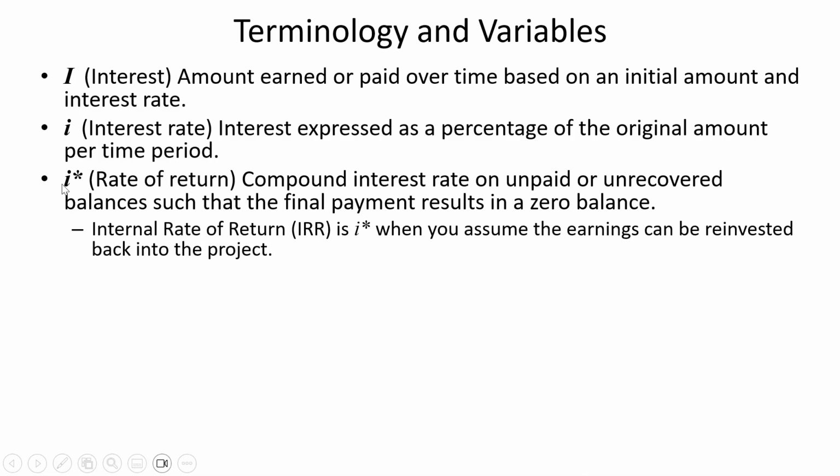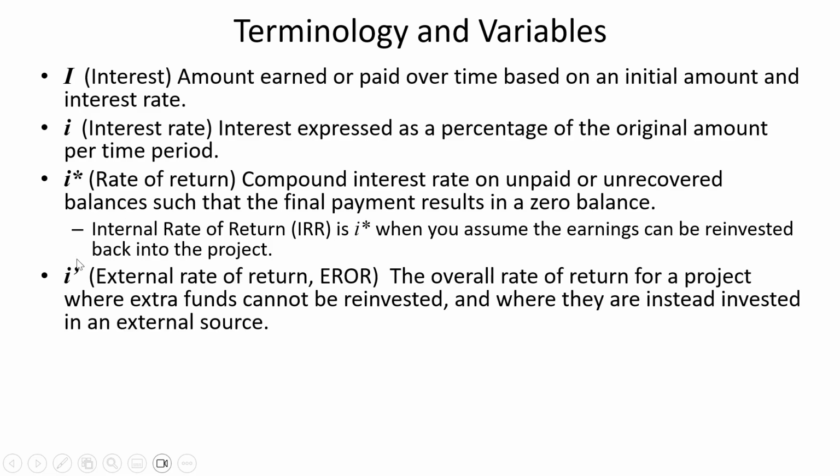Now, i star means rate of return. We've calculated the internal rate of return before, and that's the rate of return that brings balance or equilibrium between the inflows and the outflows. And internal means that we're assuming reinvestment of the profits back into the project. So i star means the rate of return.